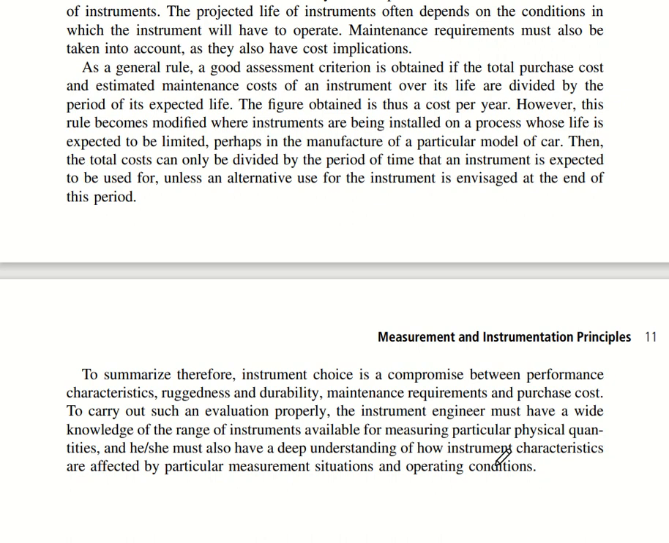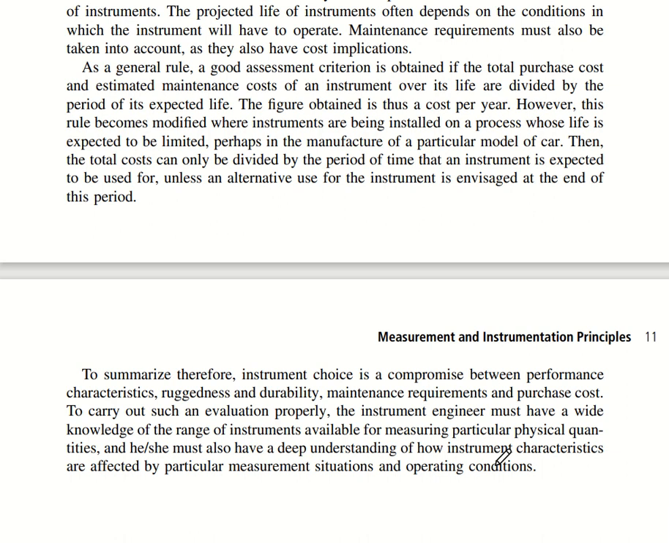So what is the general rule to buy an instrument? A good assessment criterion is obtained if the total purchase cost and estimated maintenance cost of the instrument over its life are divided by the period of expected life. The figure obtained is thus a cost per year. However, this rule becomes modified where instruments are being installed on a process whose life is expected to be limited.